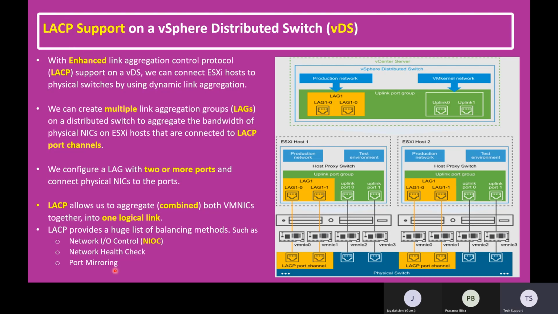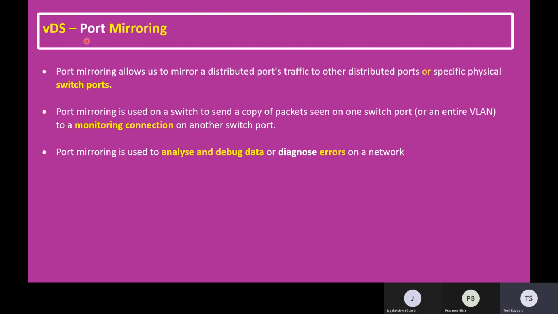We'll talk in more detail about the use of port mirroring now. Port mirroring allows us to mirror a distributed port's traffic to another distributed port or a specific physical switch port. Port mirroring is used on a switch to send a copy of packets seen on one switch port, or an entire VLAN, to a monitoring connection on another switch port. It is used mainly to analyze and debug data or diagnose errors on a network.